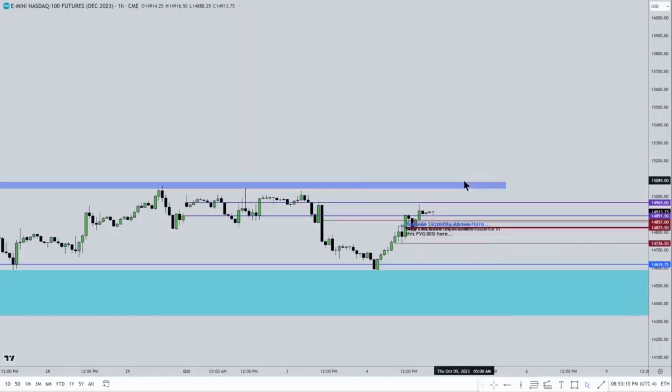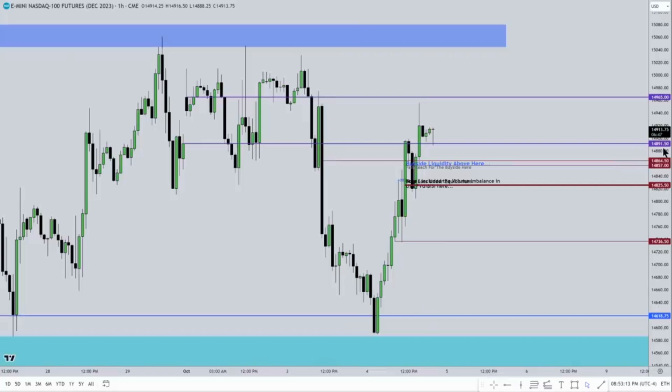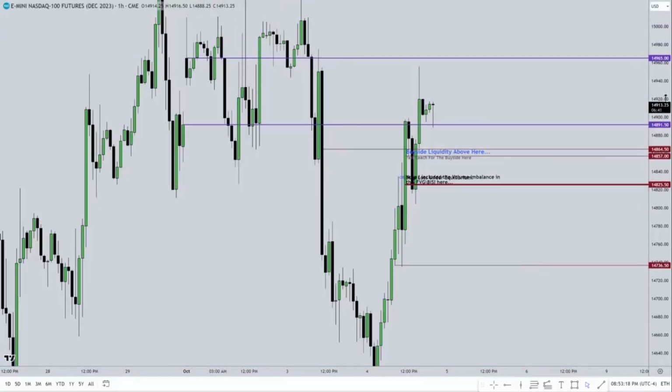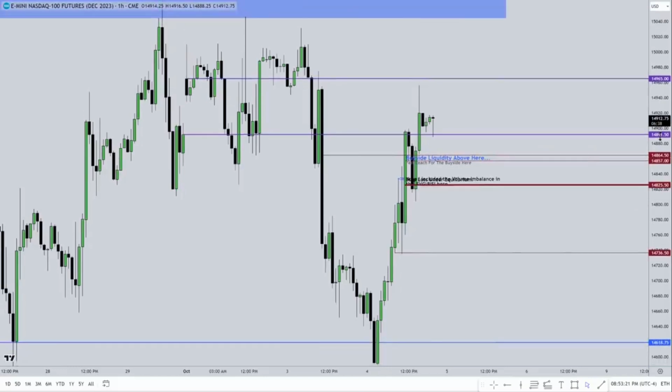On the 60-minute chart, I don't want to take these annotations off because I want my son to see them, and he hasn't had a chance to see it yet. So I'm going to have to work around it. I apologize.